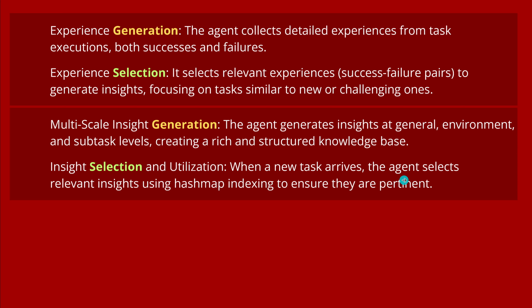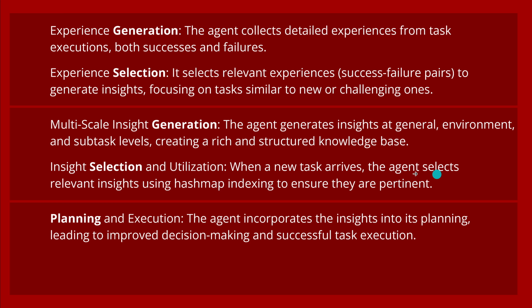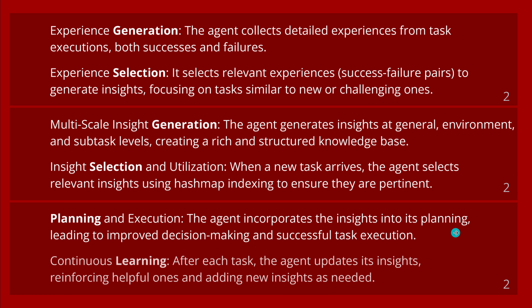So when a new task arrives, the agent selects relevant insights using now the hashmap indexing to ensure that they are pertinent. Planning: the agent then incorporates those insights that it selected. It throws away 90% of all the insights on hashmaps, and it just chooses a very specific set of insights for its execution. And it does now the planning, leading to improved decision-making and successful task execution.